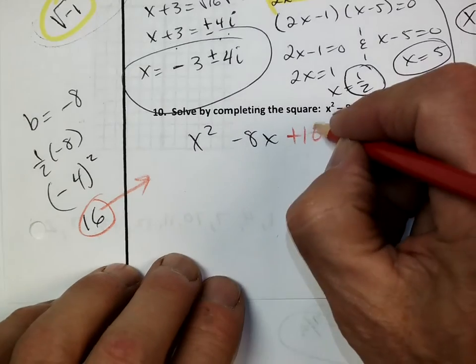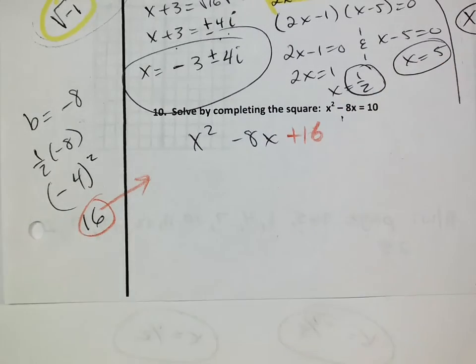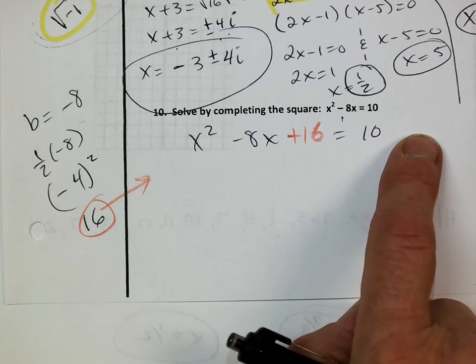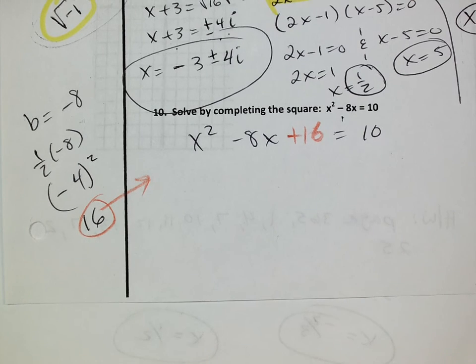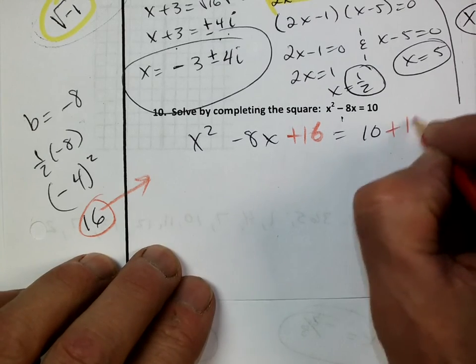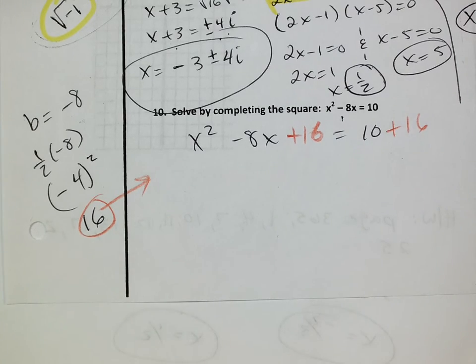Plus 16. The reason we do this is so we can factor. That's why we do this whole process. Equals, let's see, 10. I got to balance the equation, right? Balance the equation. So I just added 16 to the side. So I'm going to add 16 to the side. So keep it balanced. Right? Add 16. Okay, keep it balanced, right?